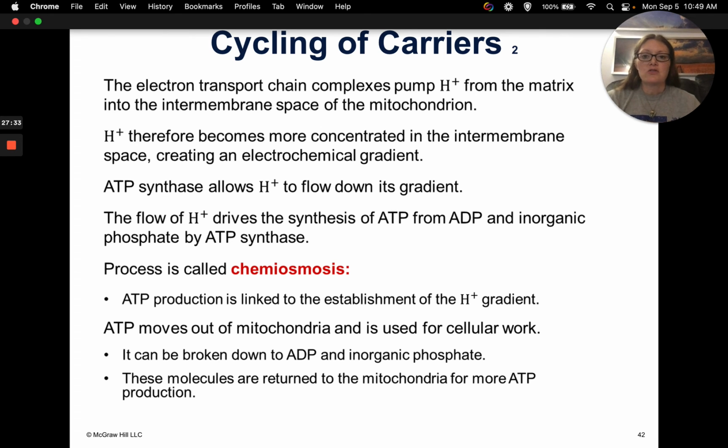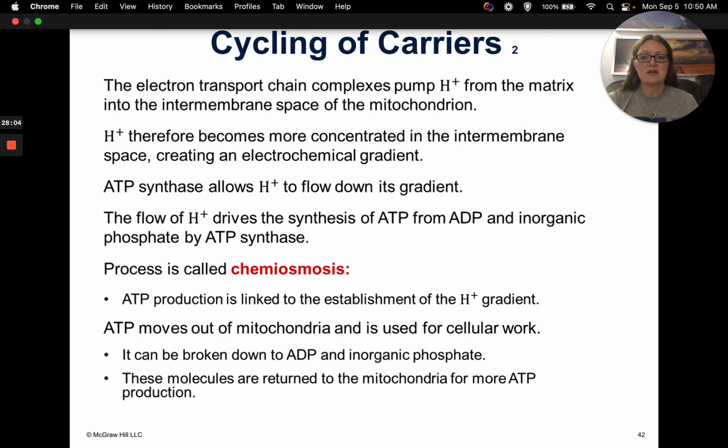The electron transport chain is pumping those hydrogens across that matrix and getting it into that center mitochondrial space. Again, the cell doesn't necessarily like that concentration of hydrogens, because thinking back to diffusion, it likes to be balanced. It likes to have the same number of hydrogen on both sides. So if we are pumping a large amount of hydrogens to one side, that makes it unstable. And eventually, the concentration gradient is going to go from high concentration to low concentration.